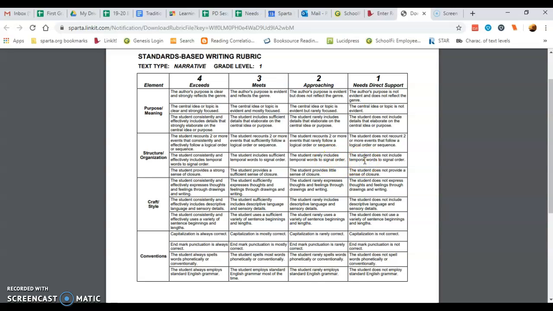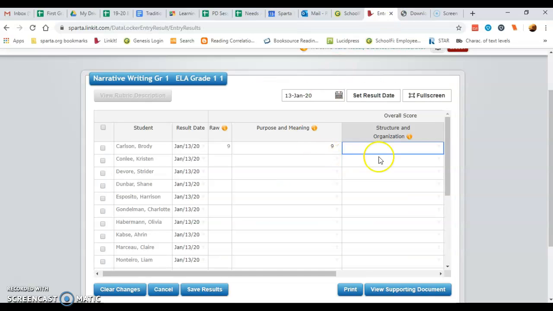And the last box is about the closure. Let's say they provide a little bit of a sense of closure. So they're over here in this 2 category. So in structure and organization, they had a 3, a 1, and a 2. And so that gives them a total of 6. 3 plus 1 is 4, 4 plus 2 is 6. So I go back over to LinkIt, and here they've received 6 points.